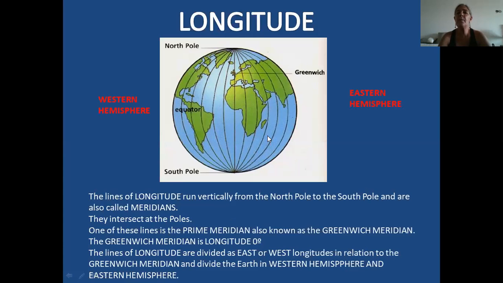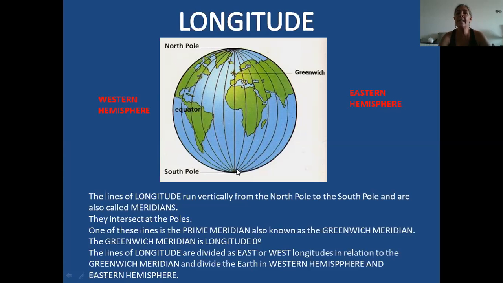The difference between latitude and longitude is that longitude are vertical lines. So the lines of longitude run vertically from the North Pole to the South Pole, and they are called meridians. They intersect at the poles. You can see right here, they start from the pole, they come all around, all along the Earth, and they finish in the South Pole.